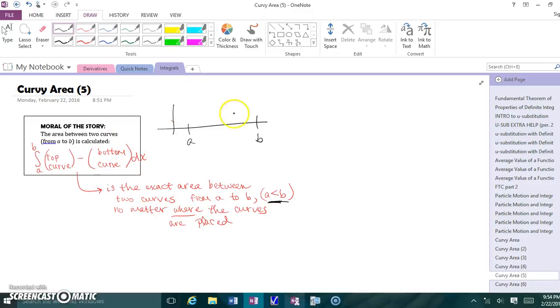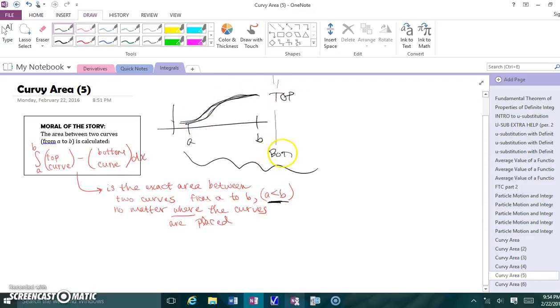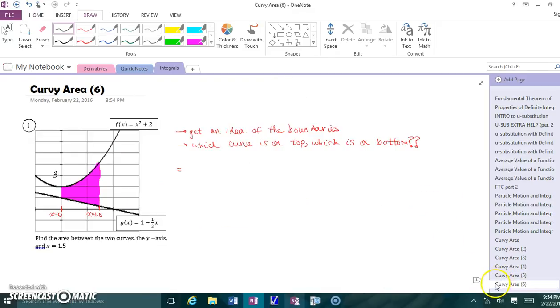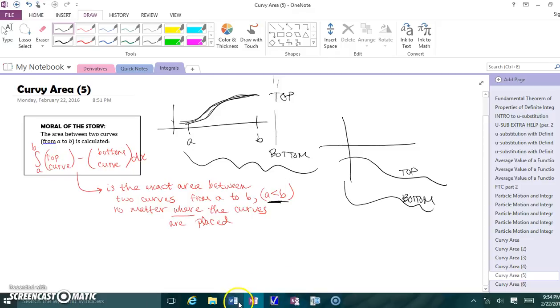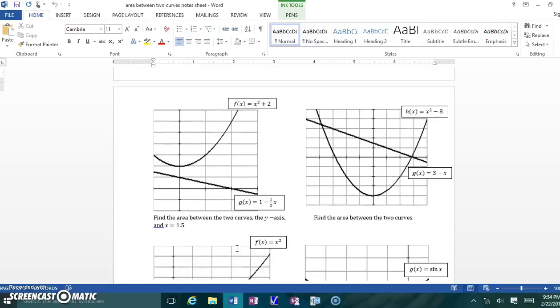Now remember, top curve, I just mean it doesn't matter where the curves are. So again, it says no matter where the curves are placed, this curve could be here, this curve could be here. Whichever one lies on top when you're scanning the page up and down, this is your top curve and this is your bottom curve. Even if they happen to both be below the x-axis, this is still the top curve and this is the bottom curve. Okay, so make sure you get that rule written down. The next video will have the examples that are on page or your second sheet.